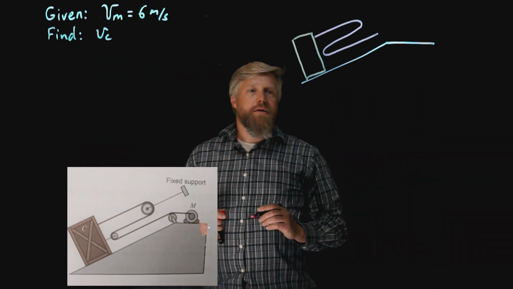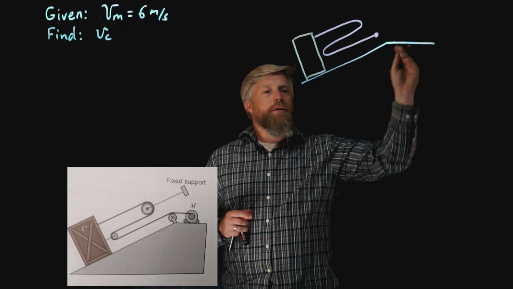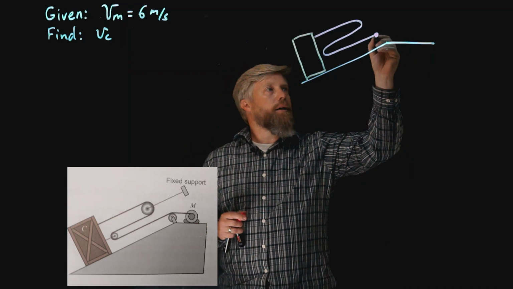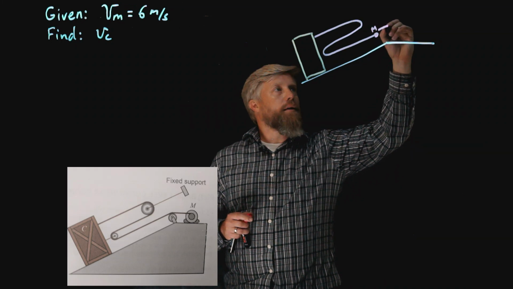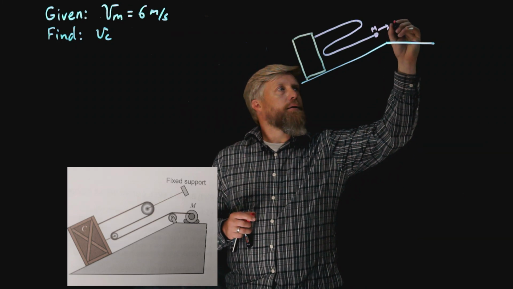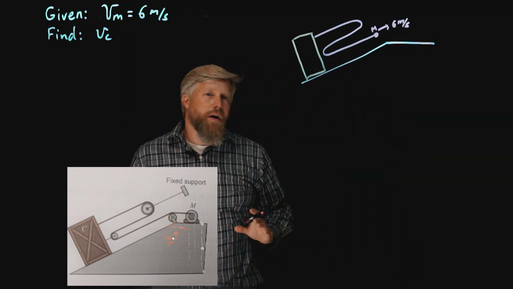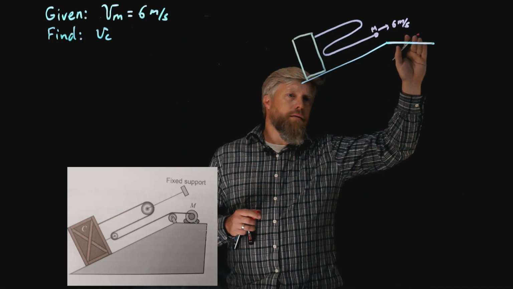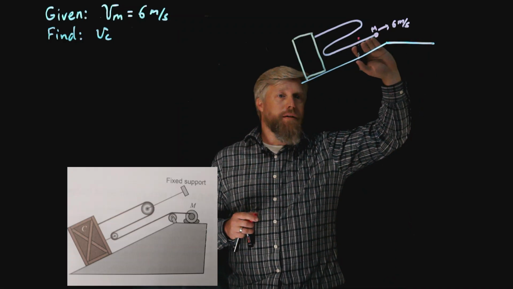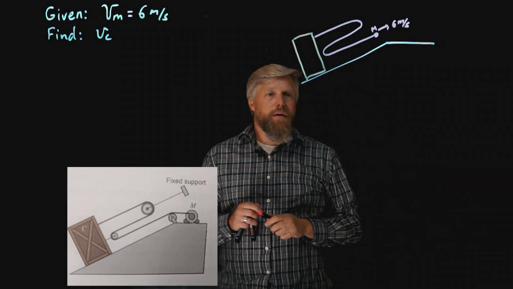So I'm actually just going to make a dot on my rope, and I'm going to ignore the rest of the rope. And I'm going to say that this right here is my motor, and that is moving at a velocity of 6 meters per second. The rest of the problem is not needed, because whatever speed the motor's pulling it in is the same speed that it's going to be moving up this incline. Okay, there we have our picture.